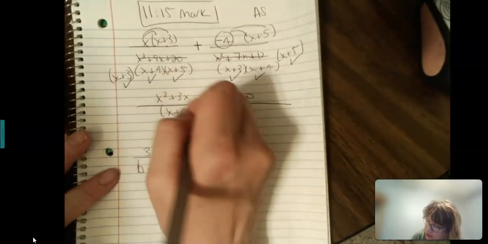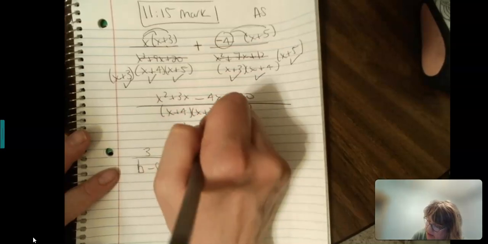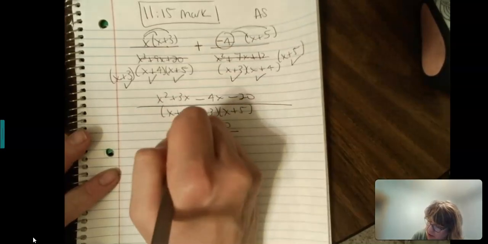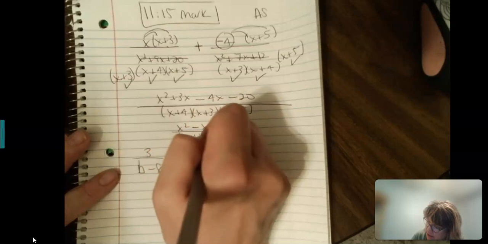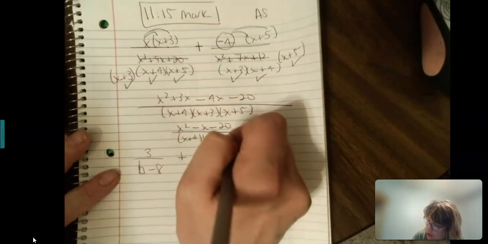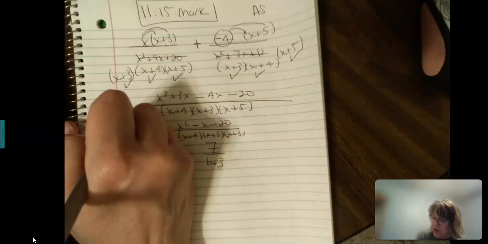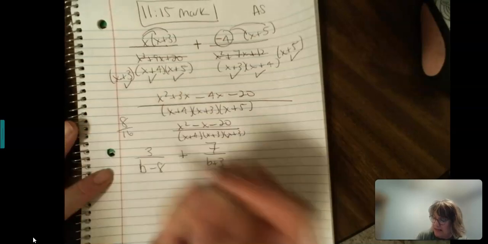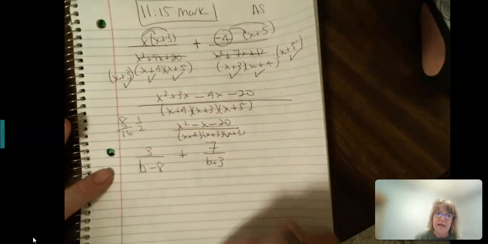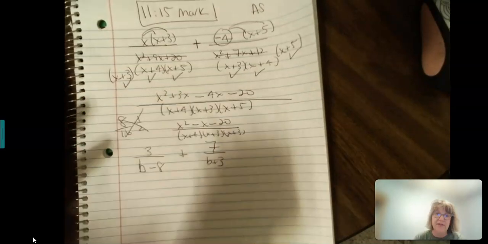Now I'm going to combine like terms. So what do I get? X squared, positive and negative x minus 20 all over what? My common denominator. And now it's a pain because kind of like when you add fractions, you might get something like 8/16 and you have to simplify it to a half. So same thing here. We have to see if it simplifies.